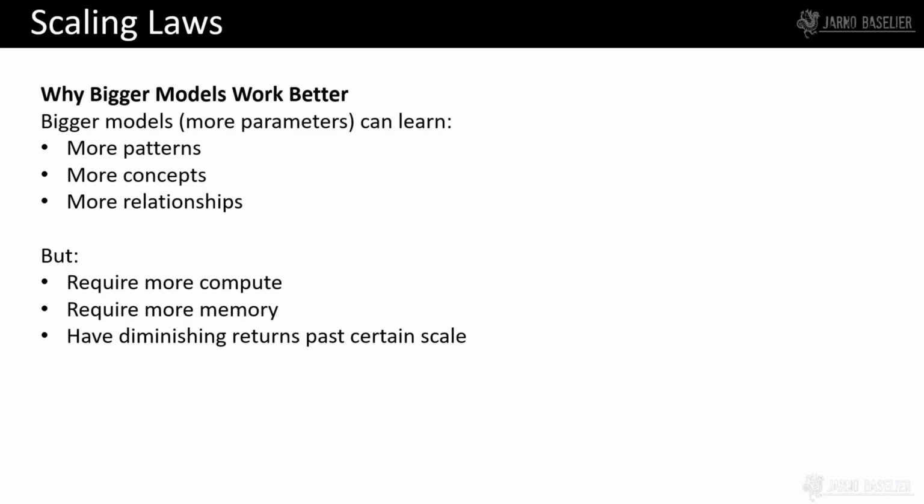Let's take a look at some scaling laws and why bigger models work better. Bigger models have more parameters, and those can learn more patterns, more concepts and more relationships, but it requires more compute and thus more memory and thus more money, with diminishing returns past a certain scale.